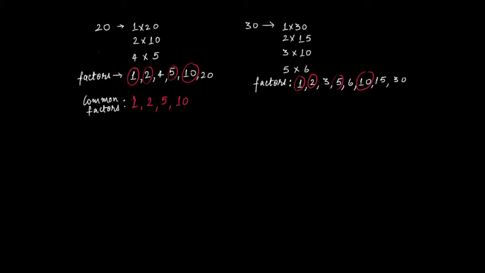Okay. Which is the highest common factor? So you'll say, hey, 10 is the greatest of these numbers. Therefore, 10 will be the highest common factor. And you know that highest common factor is also known as greatest common divisor. Why? Because this is the greatest factor, and therefore the greatest divisor, because it can divide both 20 and 30. It's common. So either HCF or greatest common divisor, that is 10.